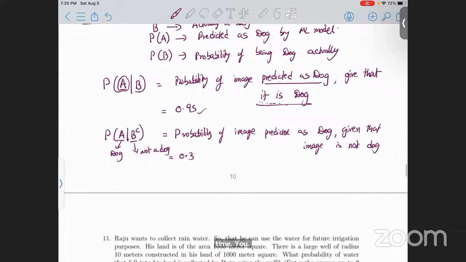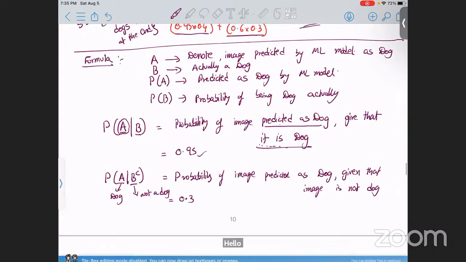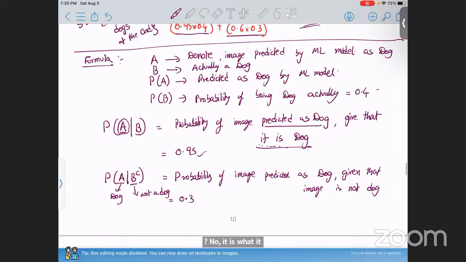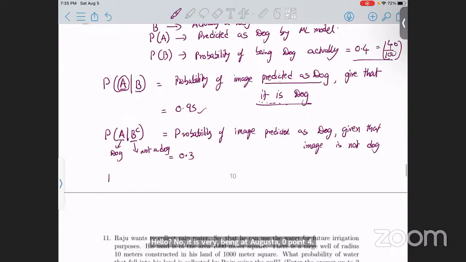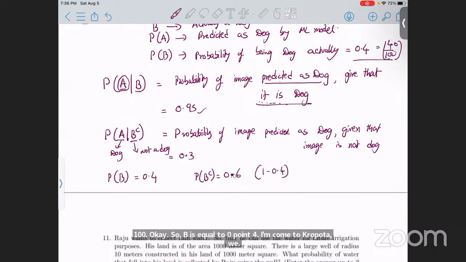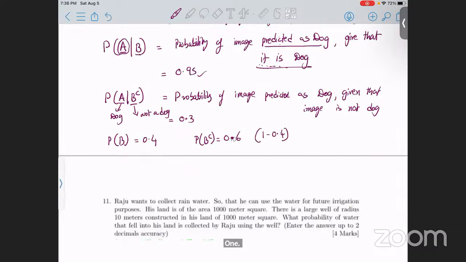It is very easy. Probability of B being a dog is 0.4, that is 40 by 100. So probability of B is equal to 0.4. And probability of B complement is equal to 1 minus 0.4, which is 0.6. So finally, what did they ask?